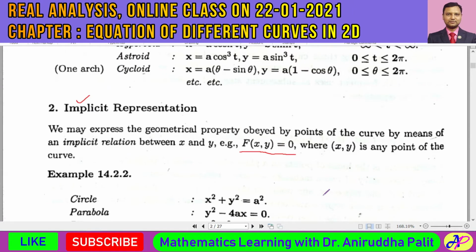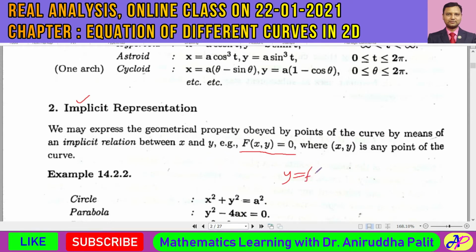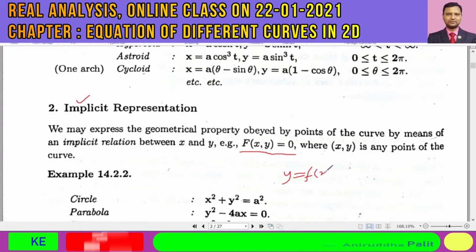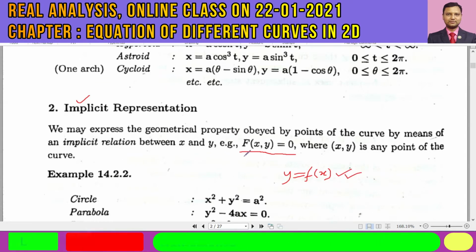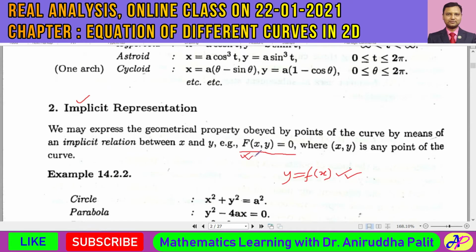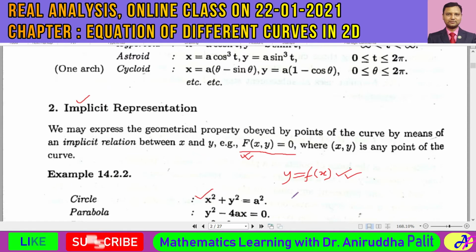And we need to remember that all the curves do not have this kind of representation. Generally, we say that a curve can be written in this fashion: y is equal to f(x). But all the curves do not have this kind of representation, and this kind of representation is called explicit representation, and the other kind is called implicit representation. So this is the example of an implicit curve.